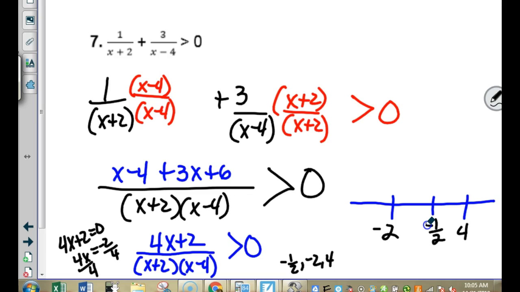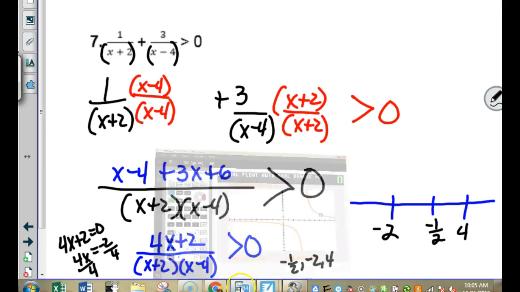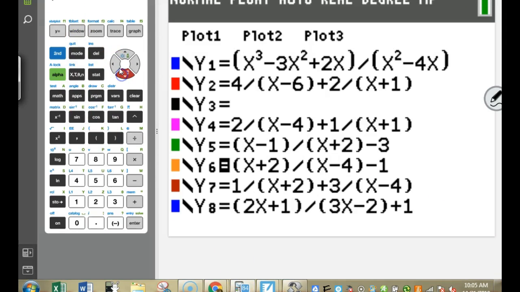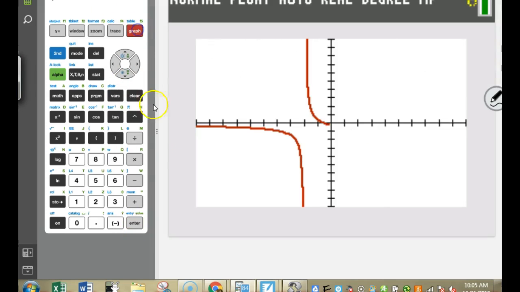Okay. So I typed it in as 1 divided by x plus 2 plus 3 divided by x minus 4. When I put it in here, if I put it in correctly, 1 divided by x plus 2 plus 3 divided by x minus 4. Is that the right one? Okay, here's what I get. What were my critical values?